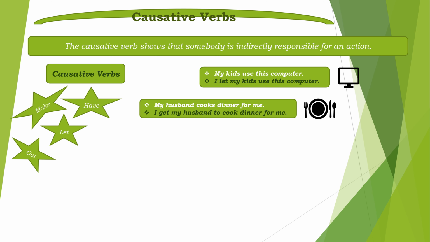In that case, I will use the causative verb get. Get is the causative verb to convince. When we have to convince or persuade another person to do a task or an action for us, we use get. Here, I have to convince my husband to cook dinner for me. So I will use the causative verb get. I can say, I get my husband to cook dinner for me. Get is the only causative verb where we use to plus the first form.